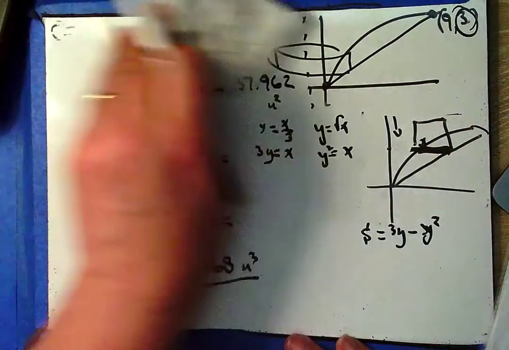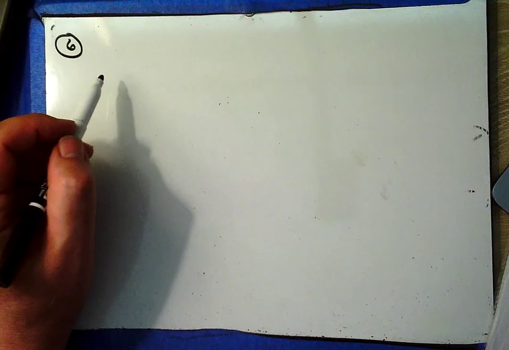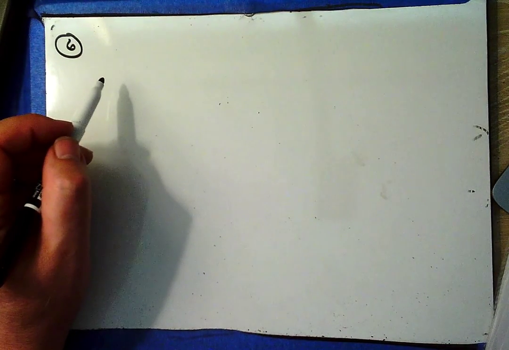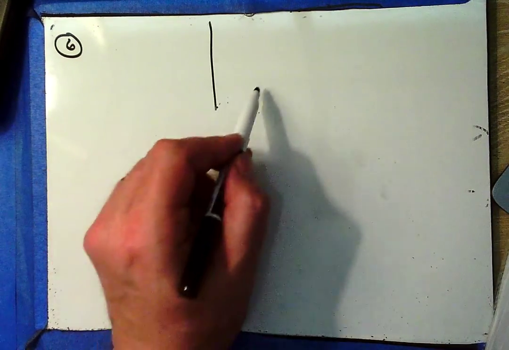Okay, that was 5. Let's take a look at 6. 6 says, again with the calculator, R is the region in first and second quadrants bounded by, and we've got this rational function.